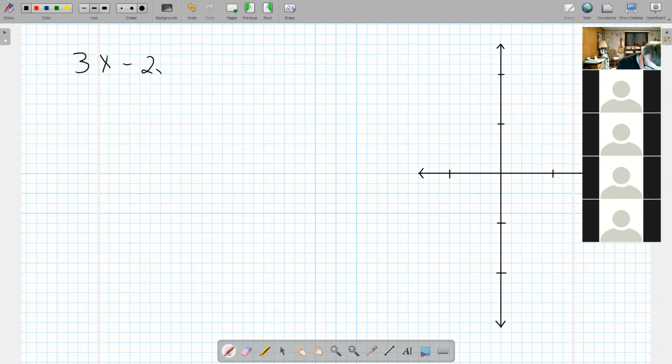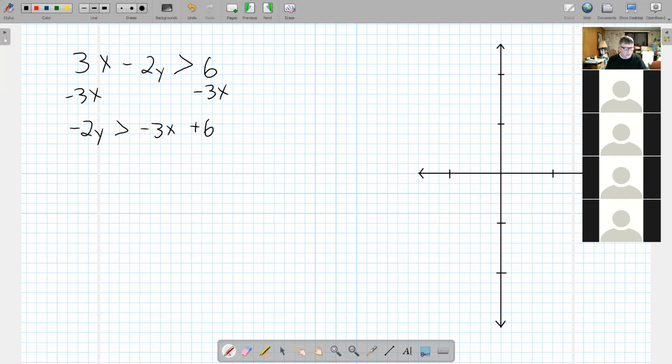3x minus 2y greater than 6. I'm going to use slope-intercept form on this problem. So to solve it for y, I would subtract 3x. So I get negative 2y greater than negative 3x plus 6.